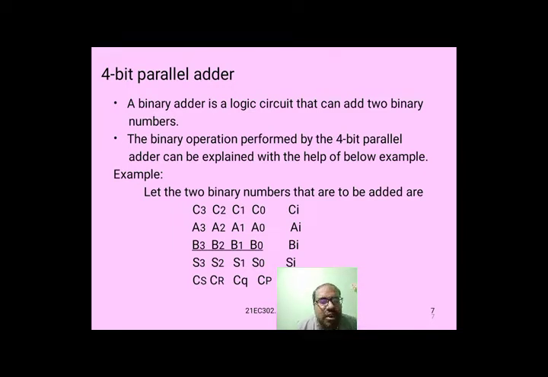A binary adder is a logic circuit that can add two binary numbers. The binary operation performed by the 4-bit parallel adder can be explained with the help of the below example. Let the binary numbers to be added be C3, C2, C1, C0, that is CI, A3, A2, A1, A0, that is AI, B3, B2, B1, B0, that is BI, S3, S2, S1, S0, that is SI, and CS, CR, CP, CQ, that is CI plus 1.